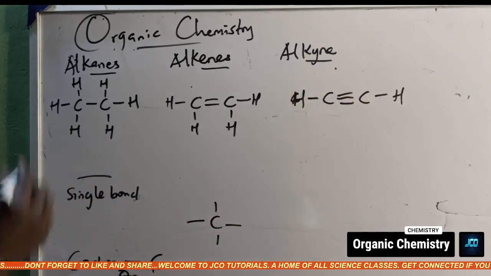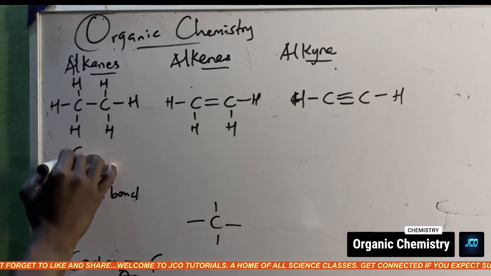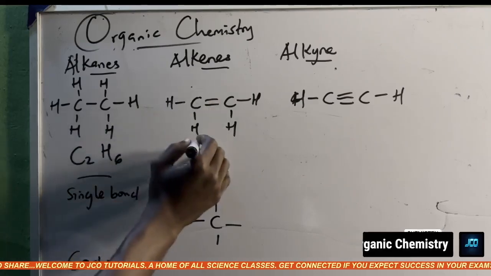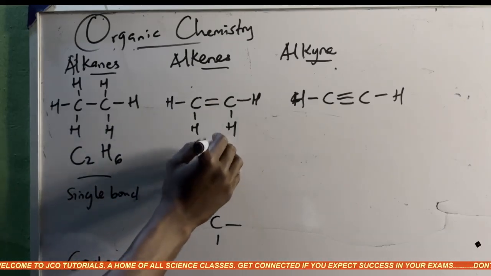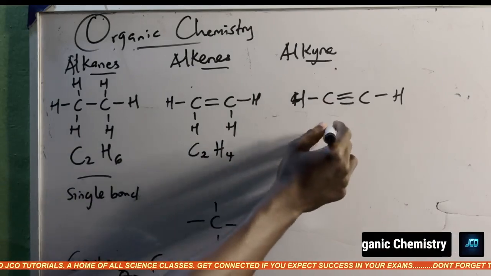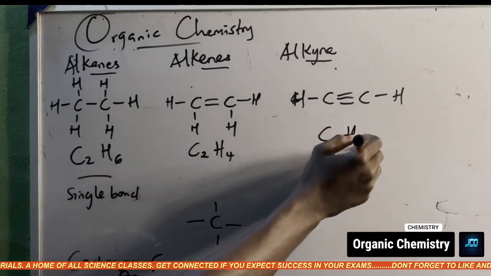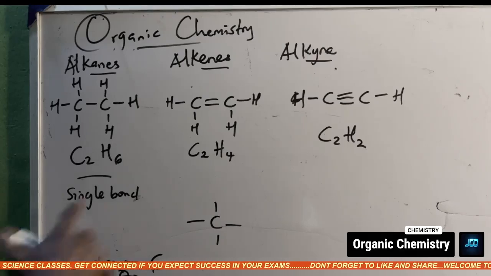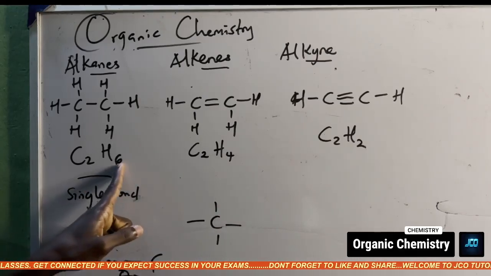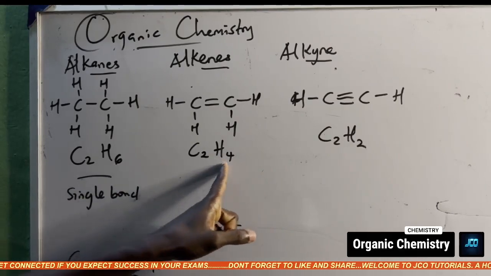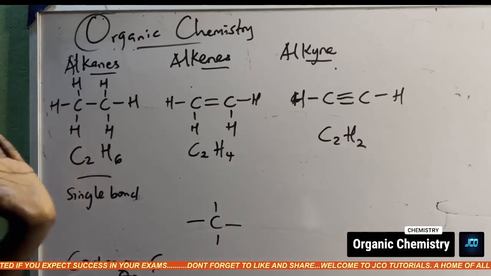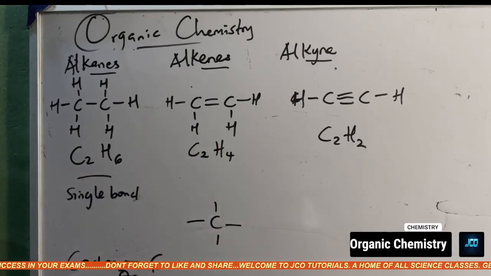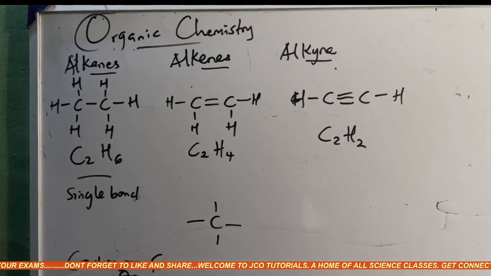So how do you name this now? Just with the way it is: 2 carbon, C2. How many hydrogen? H6. Here we have 2 carbon, C2. How many hydrogen? H4. Here we have 2 carbon, C2. How many hydrogen? H2. If you notice their difference, what is the difference between this series? 2 hydrogen is short from this. So that's why, in the homologous series, they differ by 2 hydrogen.